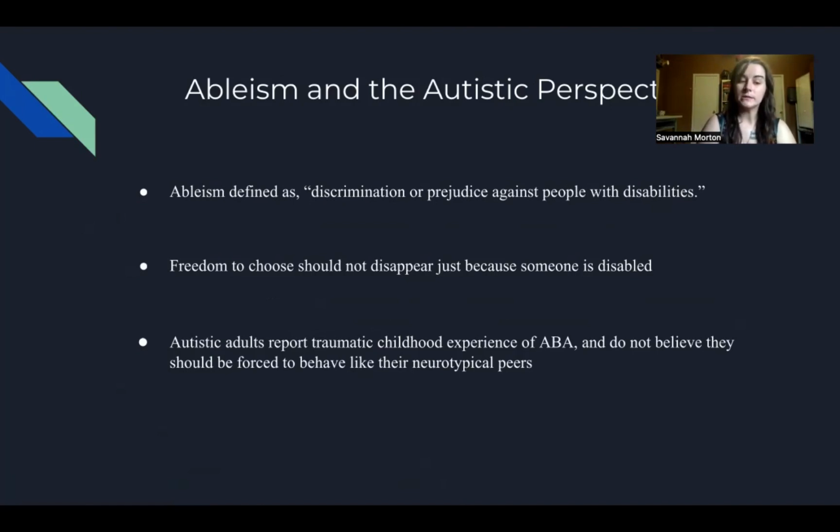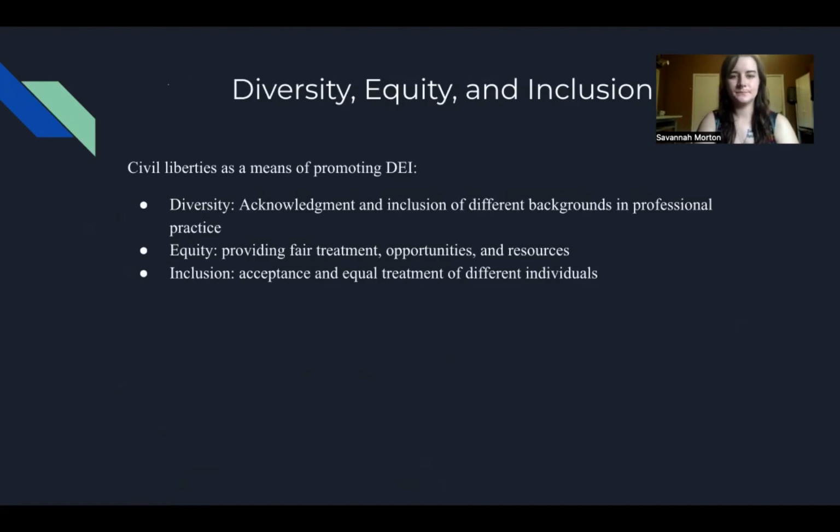ABA has been around for a while, and oftentimes these therapies that are really popular to essentially treat the developmentally disabled incorporate some form of physical prompting that does not allow for free will of movement and does limit bodily autonomy. There also have been autistic adults report their childhood experiences of ABA, saying that it was traumatic, and even if they did learn certain skills, it harmed them. And I do just really want to hone in on the idea that freedom to choose should not disappear just because someone is disabled. That's what we're arguing here.